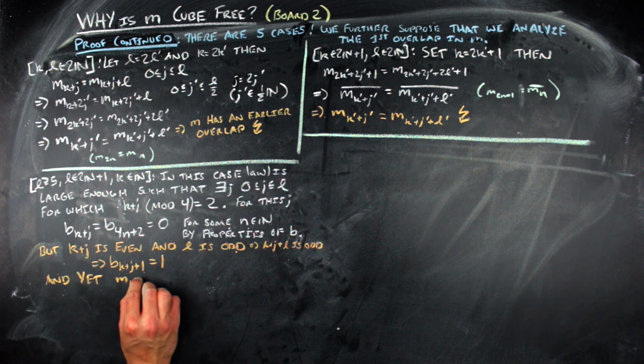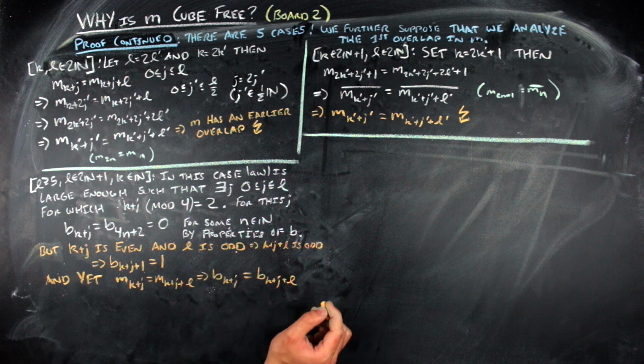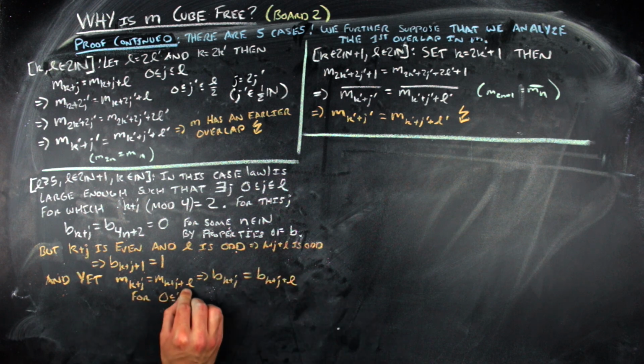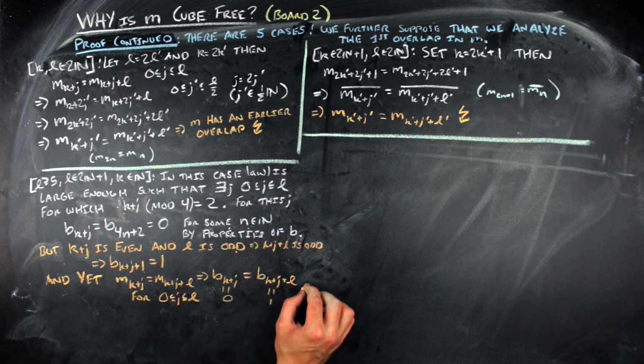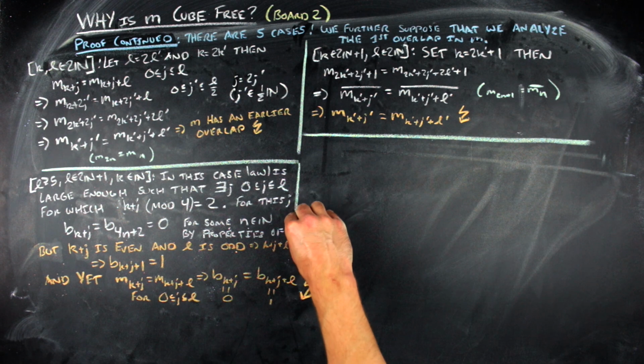So M sub K plus J equal to M sub K plus J plus L for 0 less than or equal to J less than or equal to L means that B sub K plus J should be, which is equal to 0, should be equal to B sub K plus J plus L, which is equal to 1. And that is a contradiction.